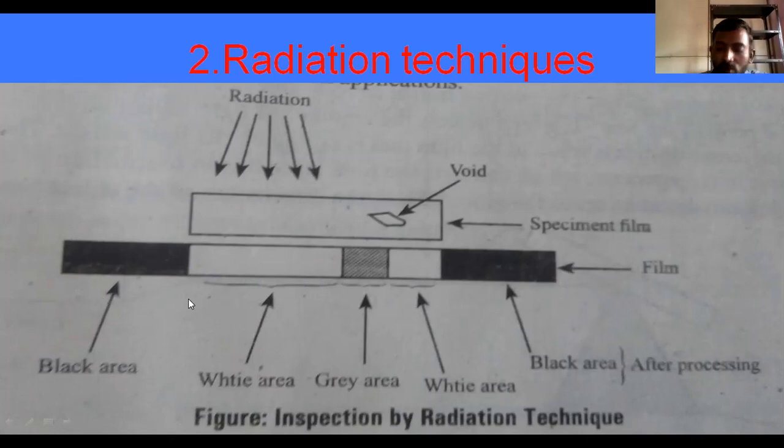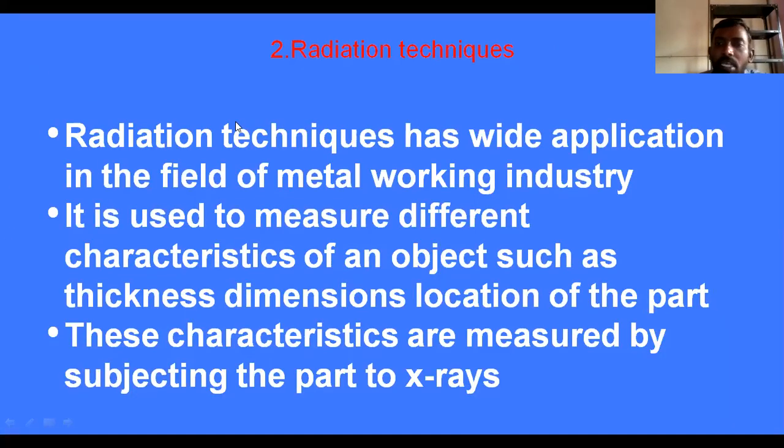So it is a procedure. So next one you can see. Radiation techniques have wide applications in the field of metalworking industry. It is used to measure the different characteristics of an object, such as thickness, dimensions, and location of the part. These characteristics are measured by subjecting the part to X-rays.